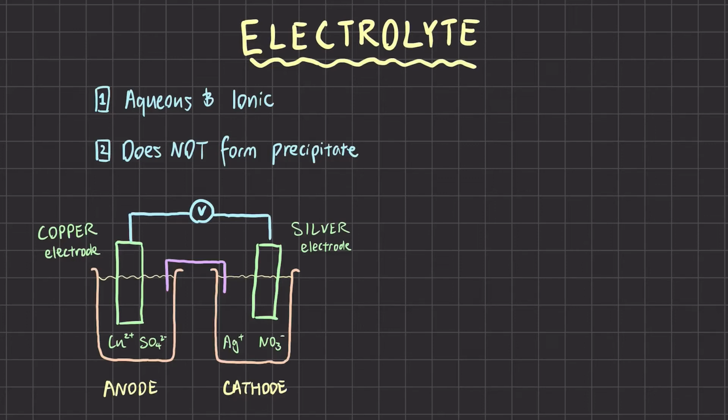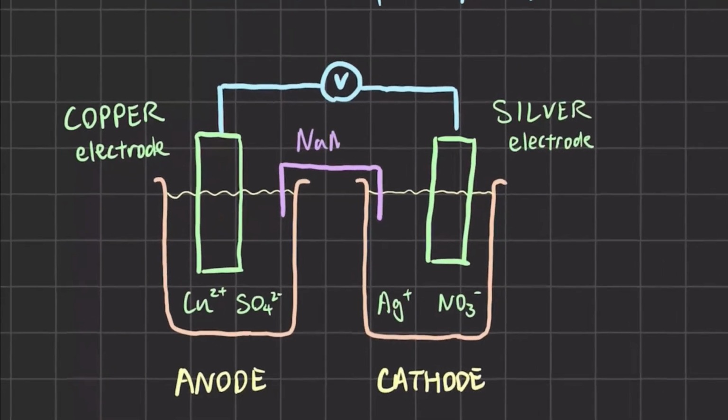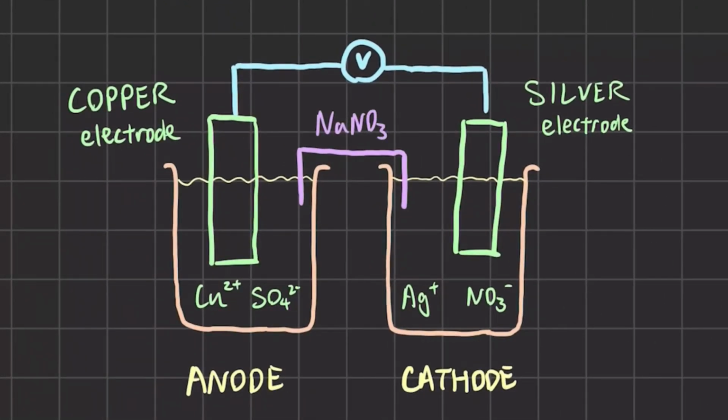Now let's explore what solutions we can have in our salt bridge. The first example, let's look at sodium nitrate. Since anions move to the anode and cations move to the cathode, the positive Na+ ions are going to move to the silver electrode, and the negative nitrate ions are going to move to the copper electrode, or the anode. And when this migration occurs, let's look at what happens.